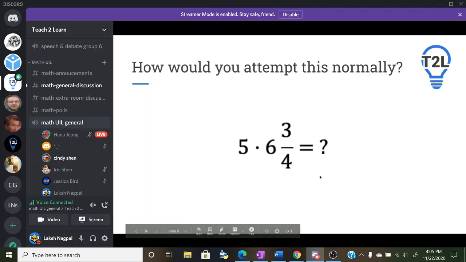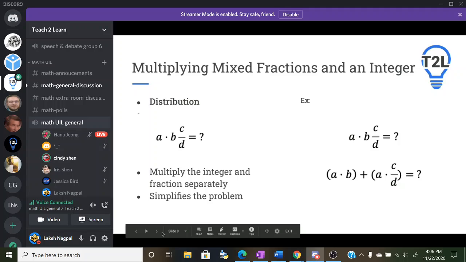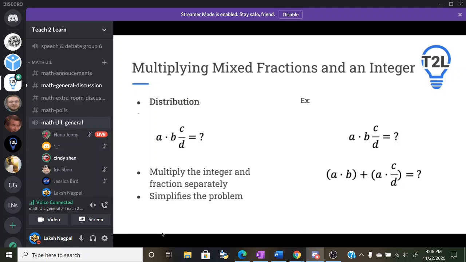Okay, so now think about how you would attempt to multiply these two numbers. A whole number, 5, times the mixed number, 6 3/4. First you look at the distribution. Instead of the numbers, we have variables in place. So a times b, c over d. You would multiply the integer and fraction separately, and this simplifies the problem. So for example, a times b c over d, you would multiply a and b separately and a and c over d separately and add the products.